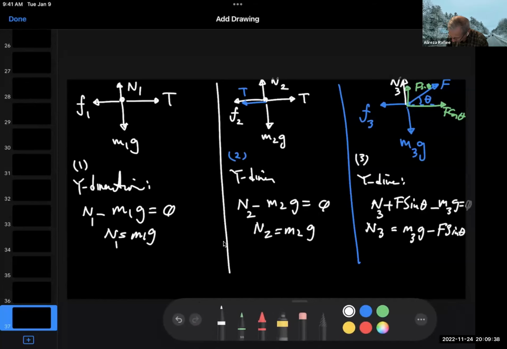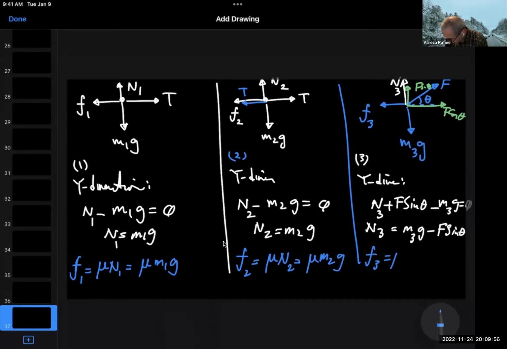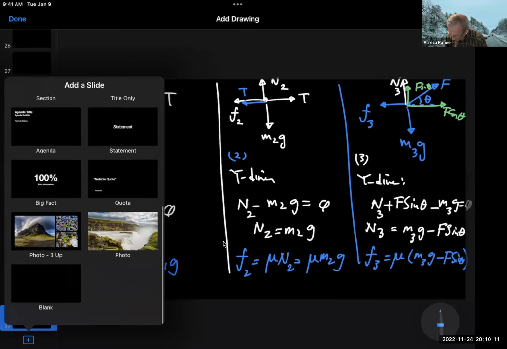The reason I need this is because f1 is mu N1, which in this case becomes mu m1g. f2 would be mu N2, which becomes mu m2g. And f3 would be mu N3, which is mu times (m3g minus F sine of theta). So that's the y components. I resolved that, and I need to use f1 later on. And then I go to x components for all three of them.